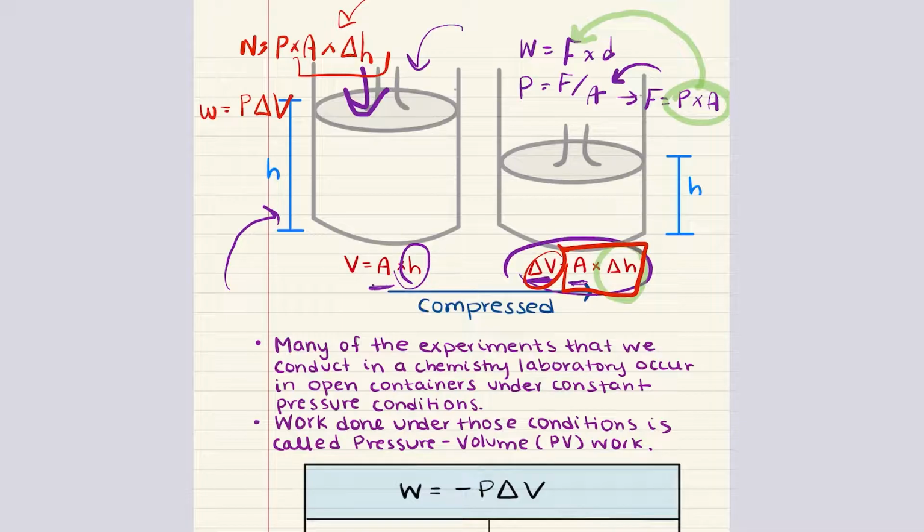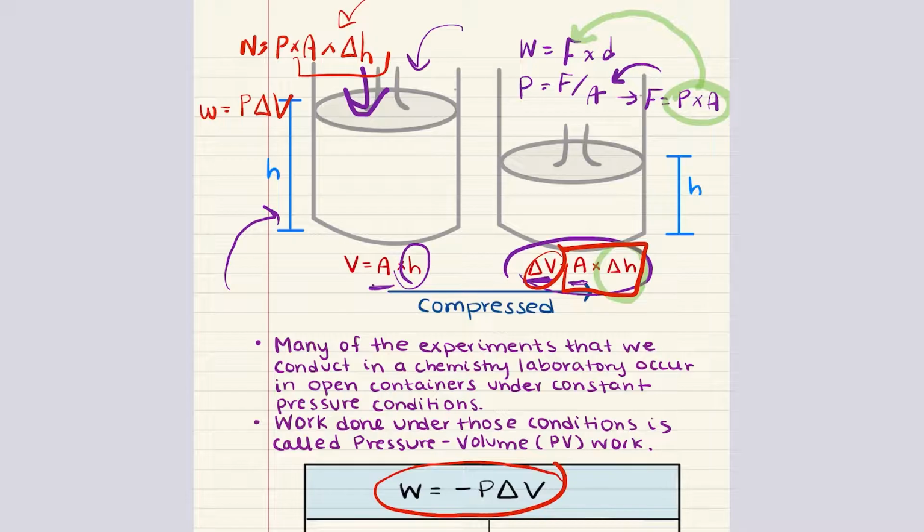Now there's one more thing we need to do before we finish with this equation. Remember that the signs of Q, heat, and W, work, are always determined from the point of view of the system. And so in order to get the correct sign for work, with the way that we've defined work and heat, we need to apply a negative sign to this. And so really, work is going to be equal to minus pressure delta V.